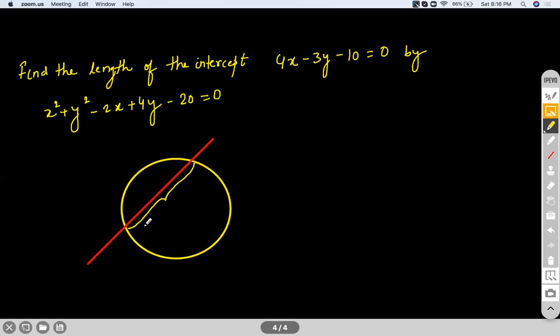Any idea how to do it fast? Yeah, 1 sec.